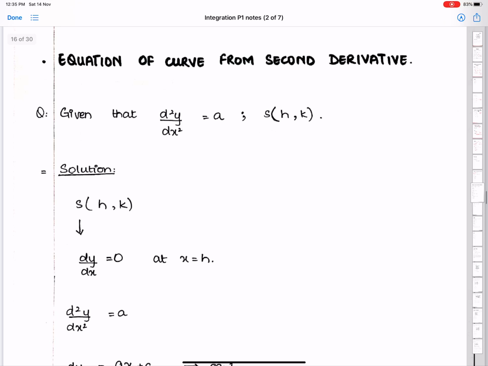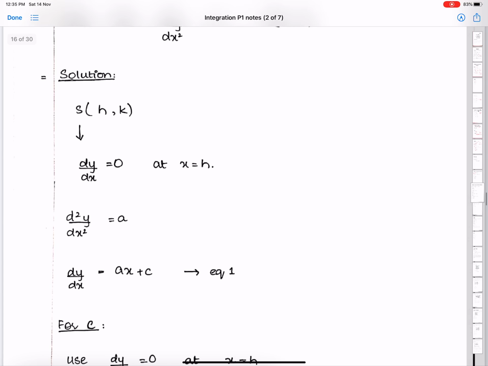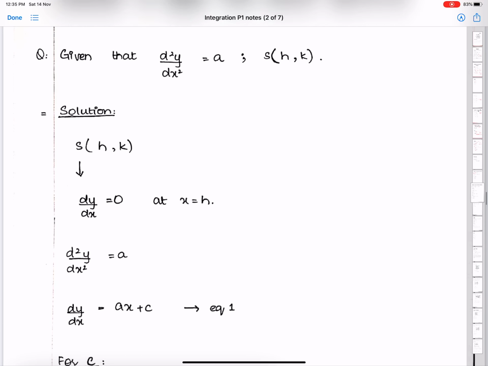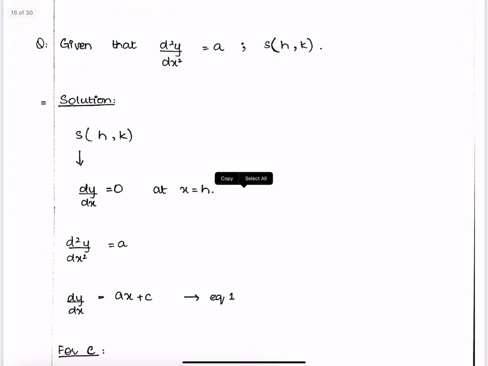Equation of curve from the second derivative, one of the most important questions. We need to integrate this second derivative twice to get the equation of the curve, because equation of the curve means y. So when we integrate, well, this is the turning point, stationary point.